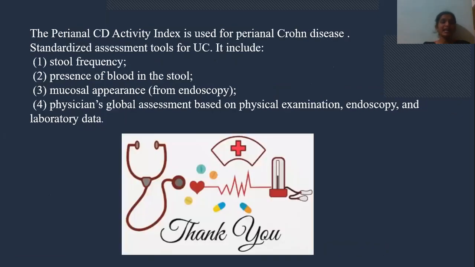And then, I said the perianal CD activity, the Crohn's disease activity index, is used for perianal Crohn's disease. Standard assessment tools for ulcerative colitis include stool frequency, how many times the patient has passed stools, presence of blood in the stool, and occult blood will be there in case of inflammatory bowel disease, and mucosal appearance from endoscopy, and then the physician's global assessment based on physical examination, endoscopy and laboratory data.